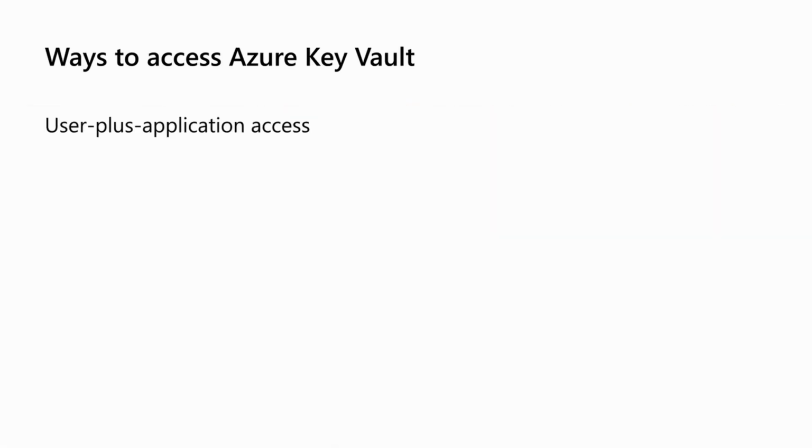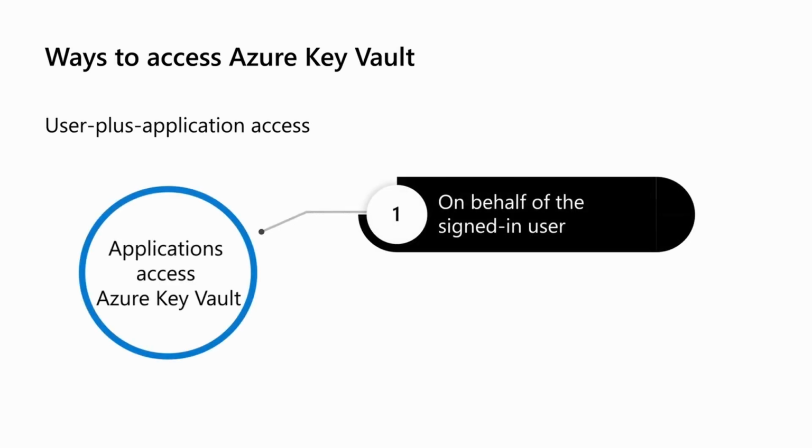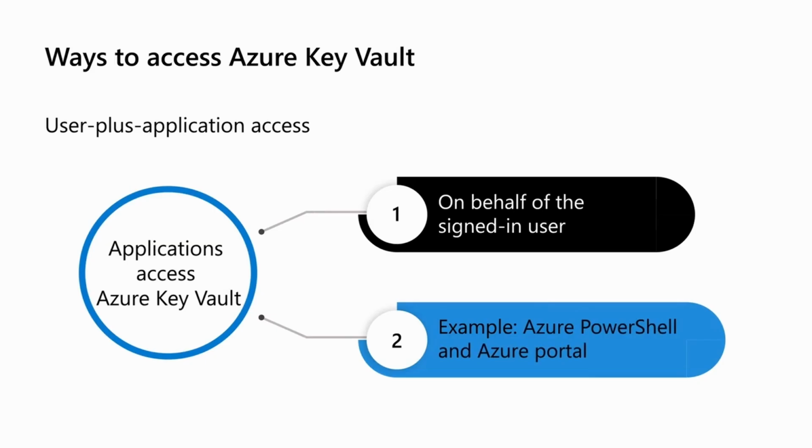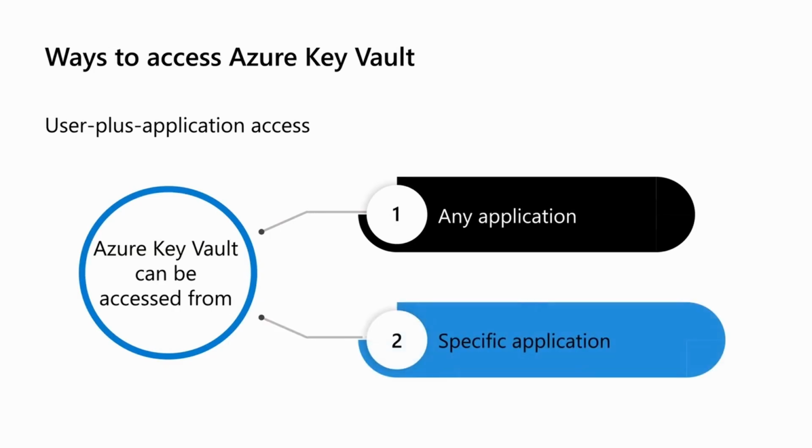First is User plus Application Access. In this, applications access Azure Key Vault on behalf of the signed-in user, for example, Azure PowerShell and Azure Portal, while users can either access Azure Key Vault from any application or use a specific application.